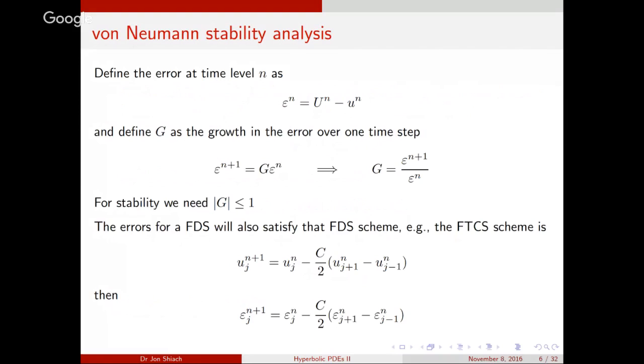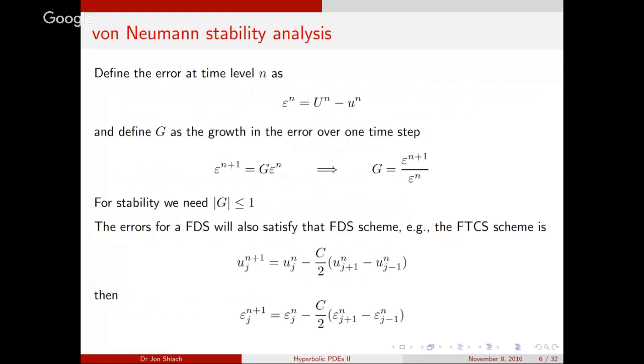The error for the finite difference scheme will also satisfy your finite difference scheme. So here I've got the forward time central space scheme. Before I continue, you may notice I've used J in the subscripts rather than I. This is because in a minute we're going to be looking at imaginary numbers, and I don't want to confuse the subscript I with the imaginary number I. So I've just used J here. If you wonder where they come from, that's why. So this is a forward time central space scheme.